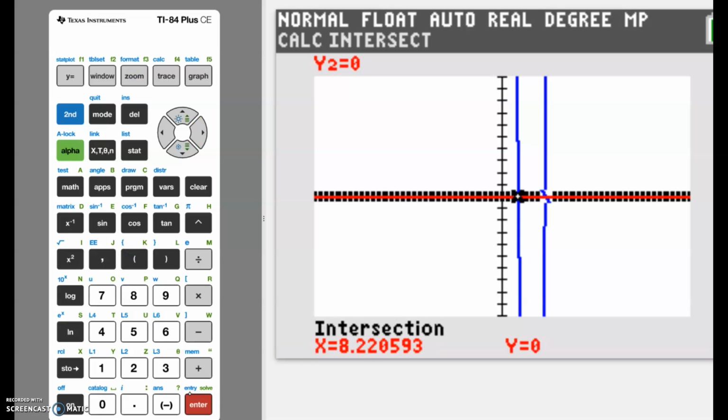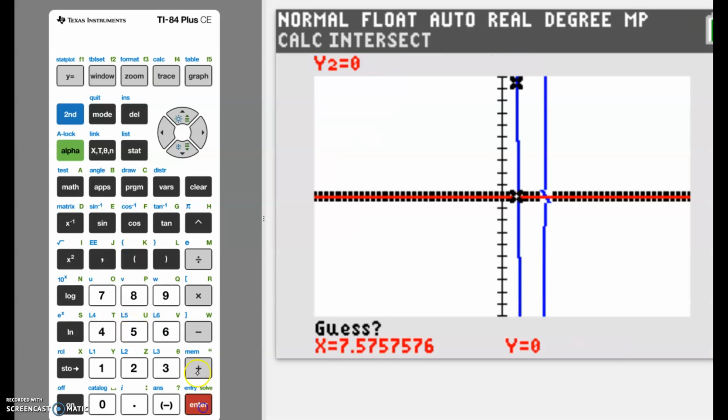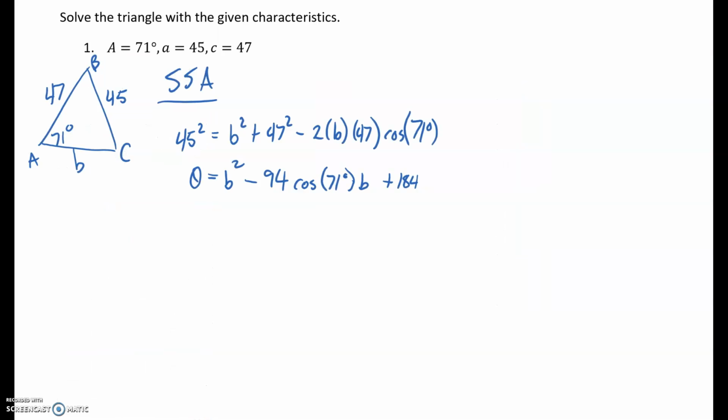So this is an exact value, or as close as we're going to get here. So 8.22. Okay. And then the other one that we're going to have here, we do the same process: second trace, intersect, enter, enter, and then I'm going to move my cursor over towards the other one. Hit enter, and I get 22.38. Okay, so those are my 2 values here.